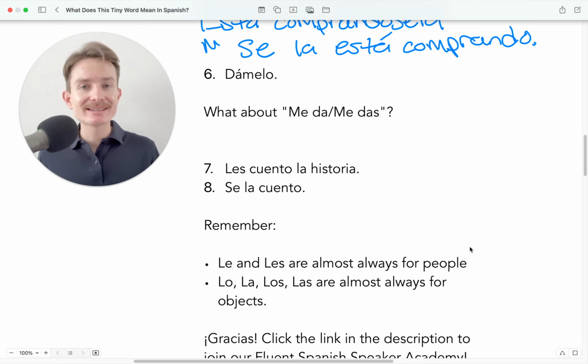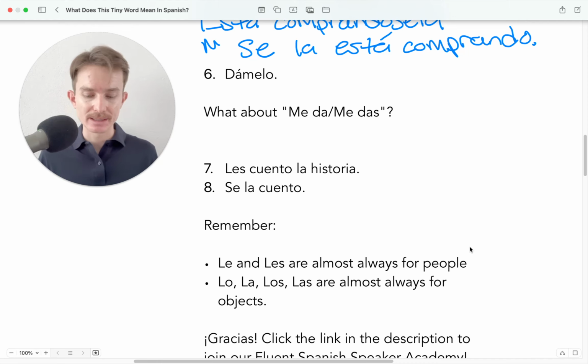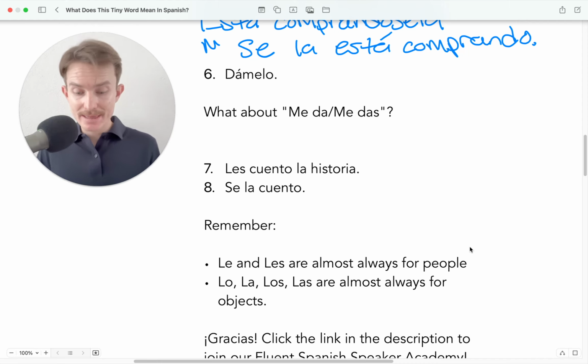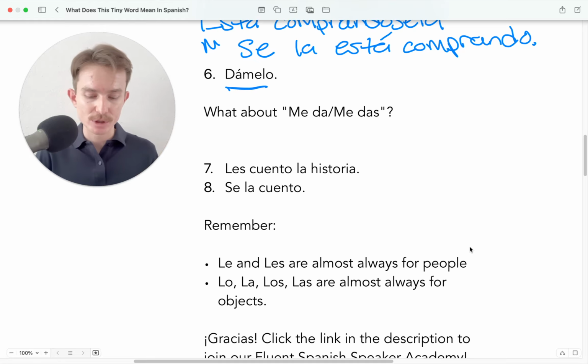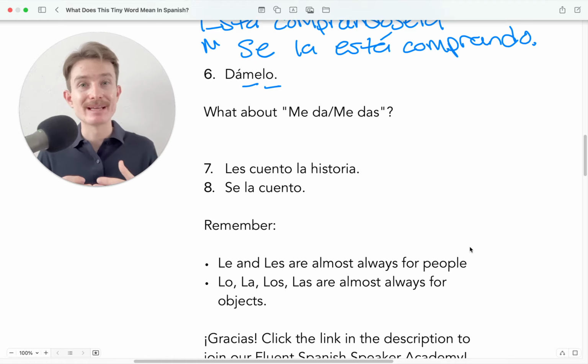Now, what about something like me da or me das? You may have heard this before. Well, this is used when we order food in Mexico. And when we say something like me da or me das, this is actually just an even more polite way to command someone to do something. So, I've skipped this command. So in this first example, dámelo, that is a standard command. Give it to me. So me representing me and lo representing it, whatever it may be. Maybe it's el control remoto, the remote control. Okay, so dámelo. Now in Mexico, like I said, if you want to command someone to do something in an even more polite way, you could say me da or me das.